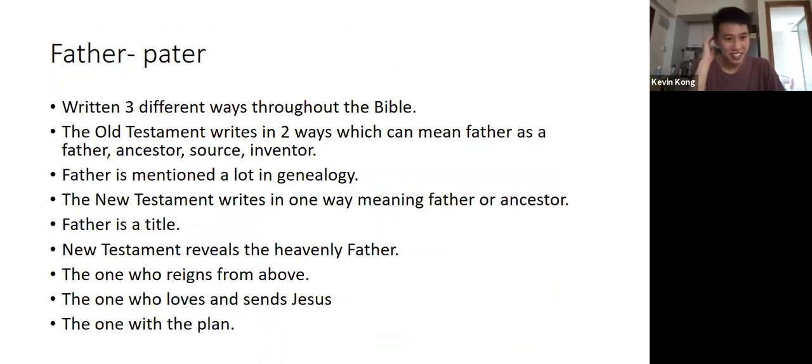So Father, it's written in three different ways throughout the Bible. Old Testament has two ways, and it means the Father as a father, an ancestor, a source, or an inventor. The way that Father is mentioned a lot is through genealogy, the father of so-and-so. The New Testament only has one meaning, which means father or ancestor. It's written only in one way. Father is a title. New Testament reveals the Heavenly Father.